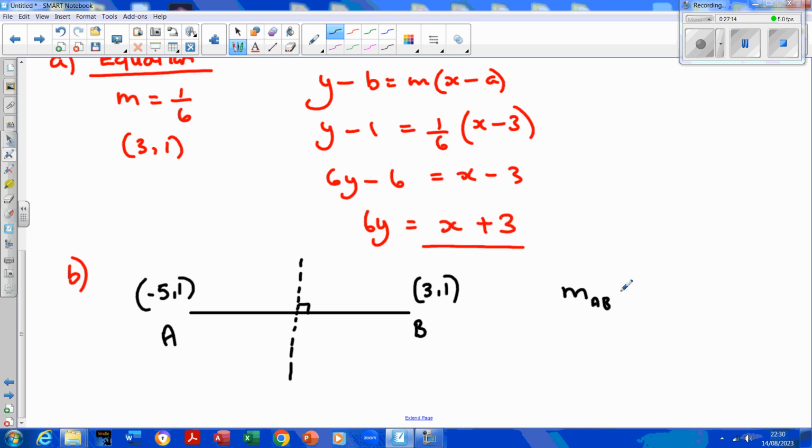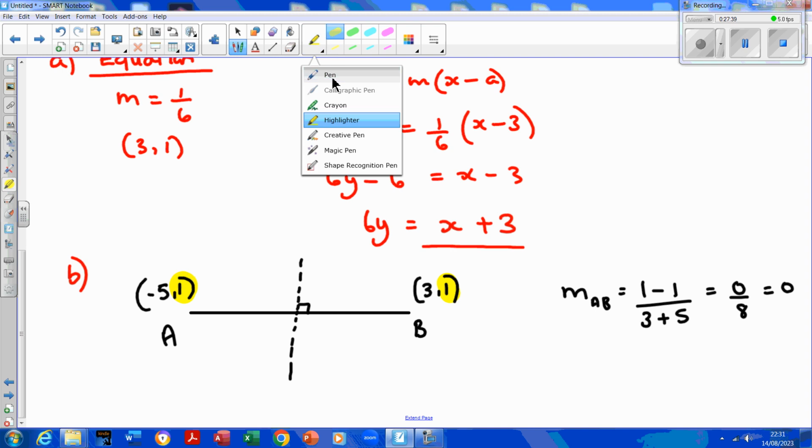Okay, so if you want to work out the gradient of AB, do your y2 minus y1 divided by x2 minus x1. So it's 1 minus 1 divided by 3 minus minus 5 is 3 plus 5. So 1 minus 1 is 0, so 0 divided by 8 is still 0. Now, I did spot that, okay, but I'm going through the working with you because that coordinate there is exactly the same as that one. So the equation of that line is y is equal to 1.